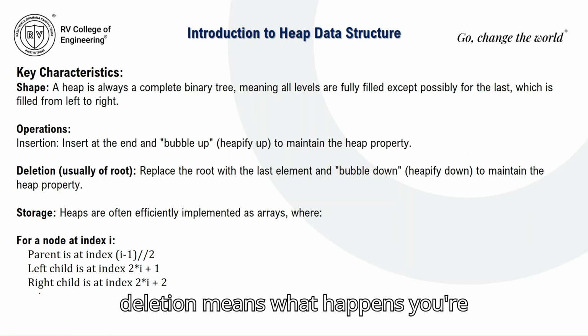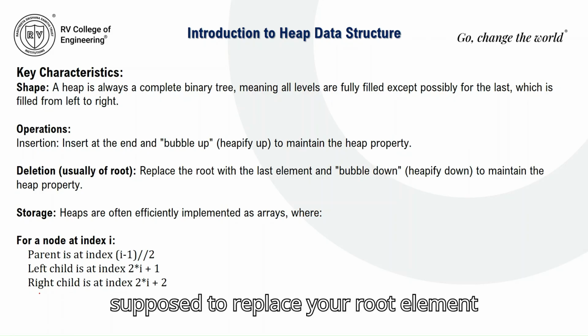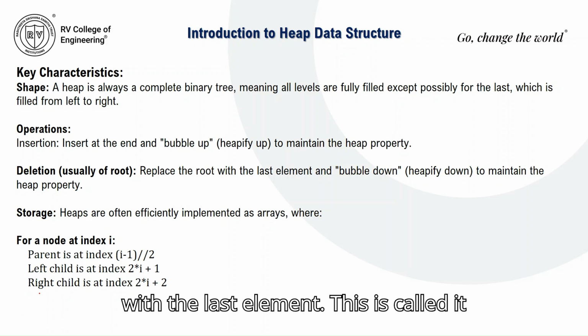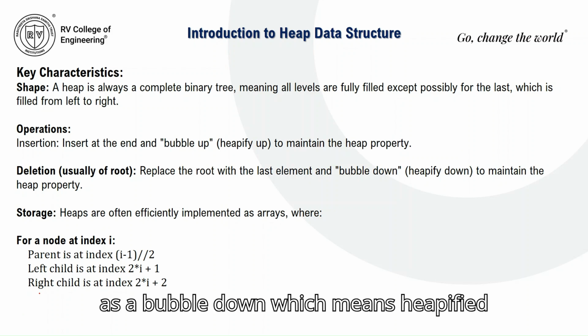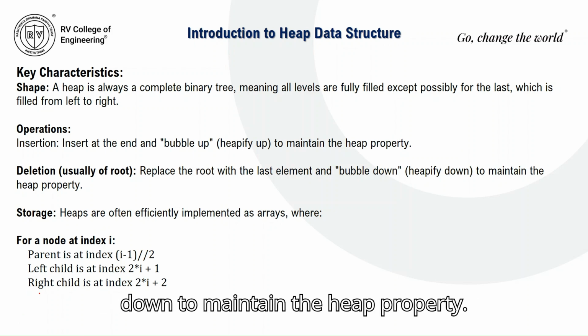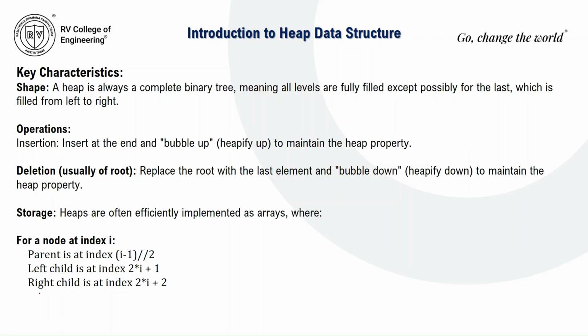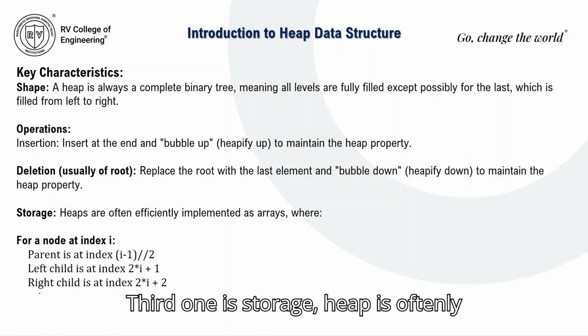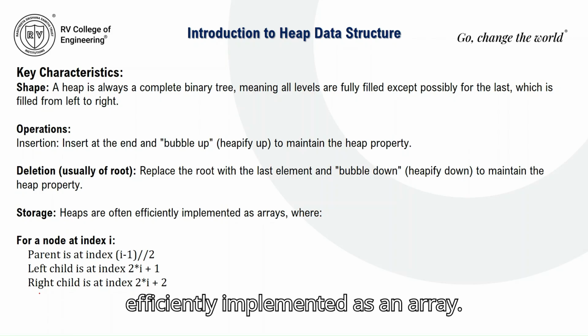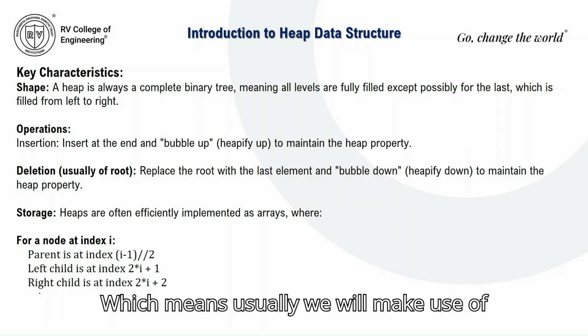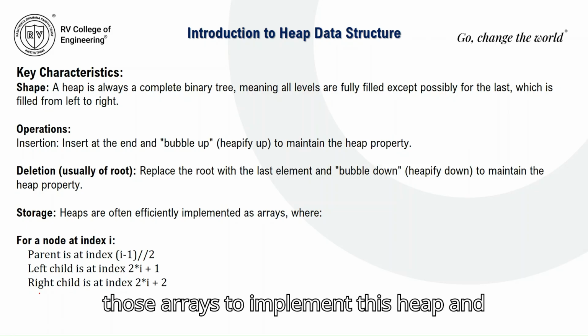And deletion means what happens? You're supposed to replace your root element with the last element. This is called bubble down, which means heapify down to maintain the heap property. The third one is storage. Heap is often efficiently implemented as an array, which means usually we will make use of arrays to implement this heap.